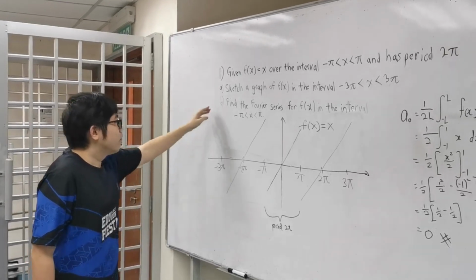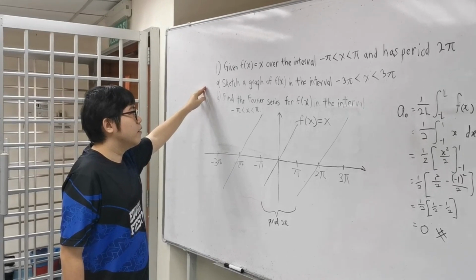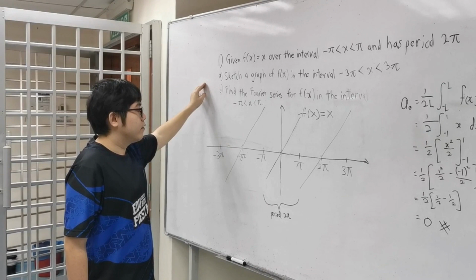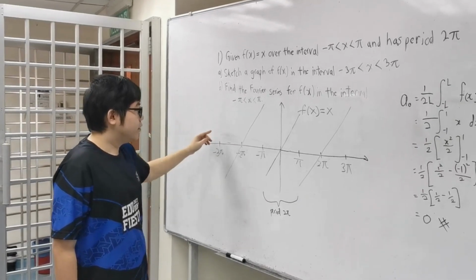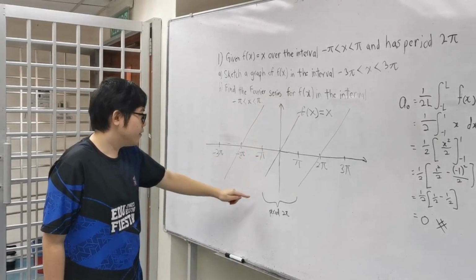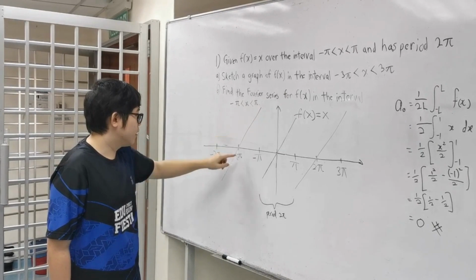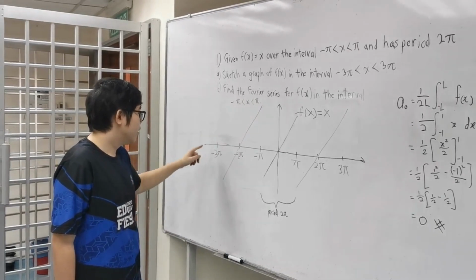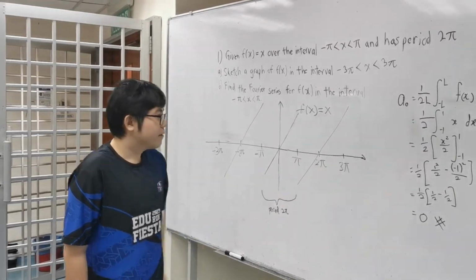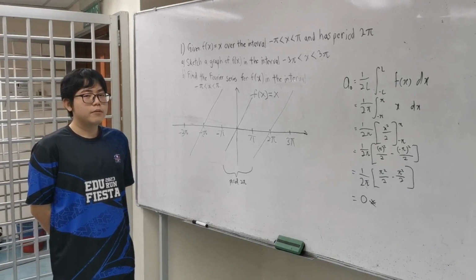For part (a), we must sketch a graph of f(x) in the interval negative 2 pi < x < 3 pi. For the first, we need to draw the f(x) line like this. Then we copy the same function from negative 3 pi to positive 3 pi. So now we begin to solve part (b).